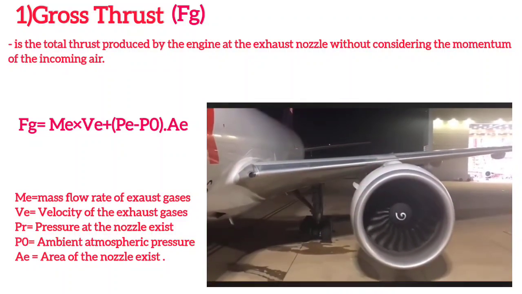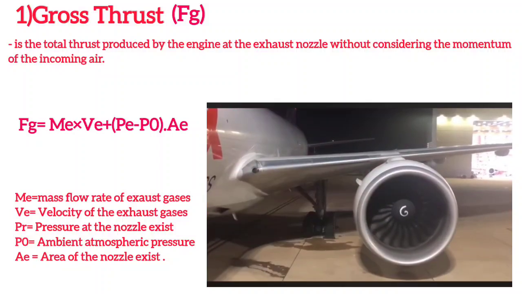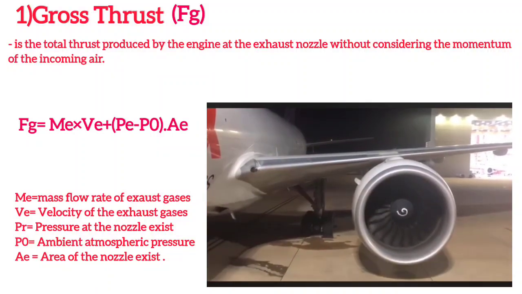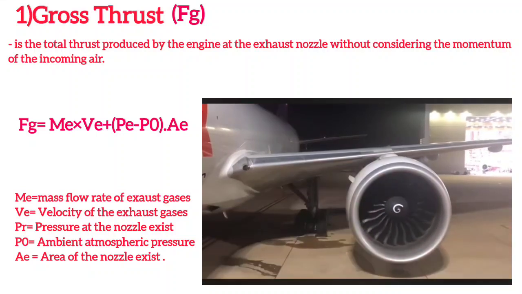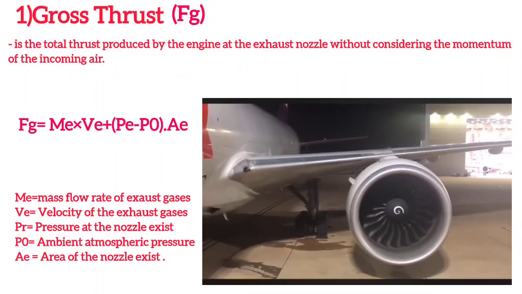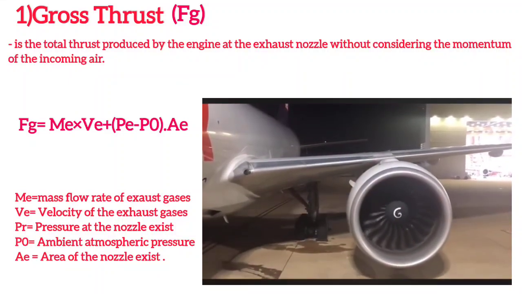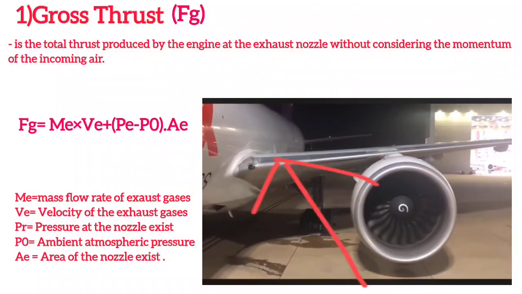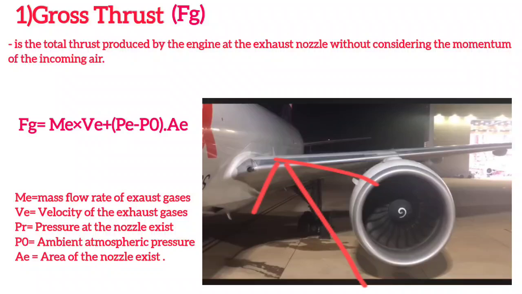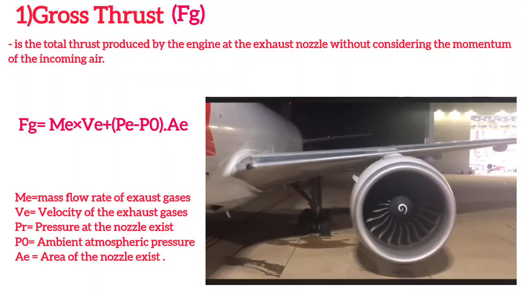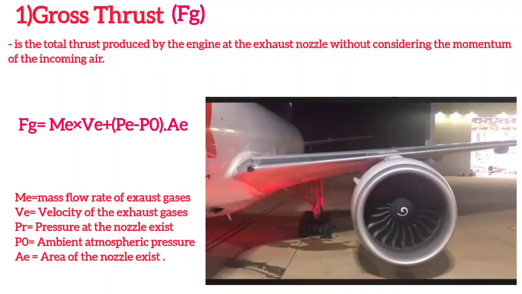Gross thrust is equal to the mass flow rate of exhaust gases multiplied by the velocity of the exhaust gases, plus the pressure at the nozzle exit minus the ambient atmospheric pressure, times the area of the nozzle exit. For example, when the aircraft is stationary or in a static condition with the engine on, we can calculate the gross thrust.